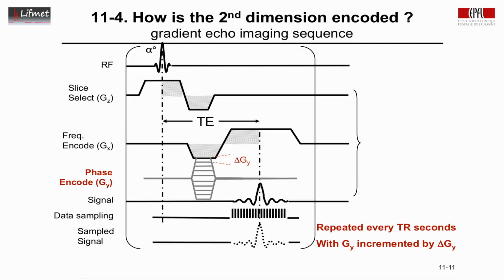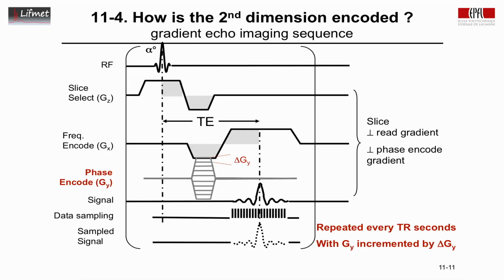So what we have here now is three gradients: the slice selection gradient, the perpendicular read gradient, and the phase encode gradient, which is perpendicular to both slice and read. This gives us a Cartesian encoding of the signal.